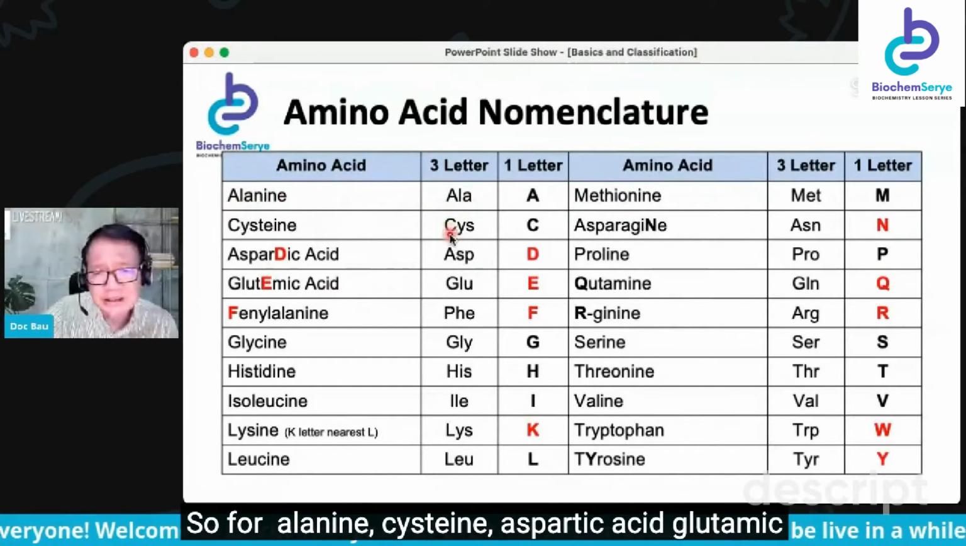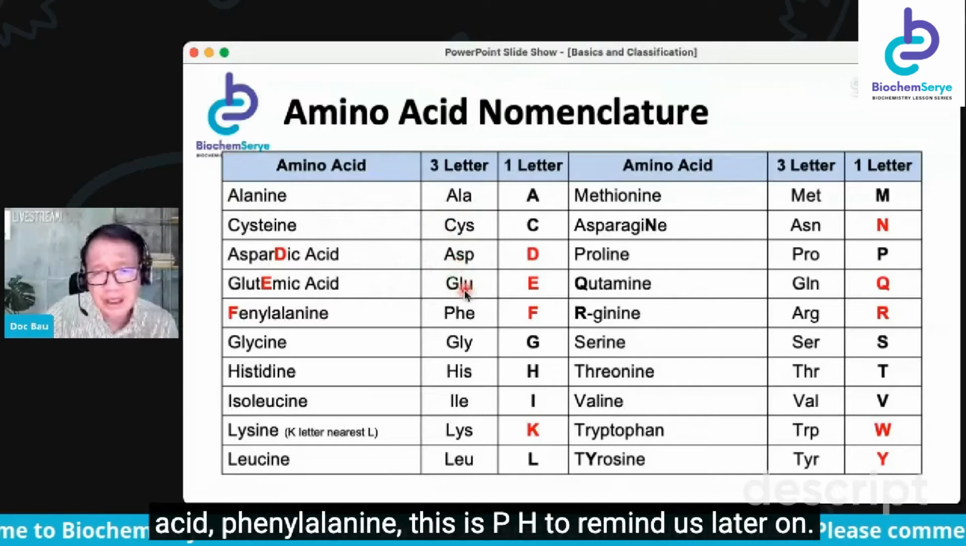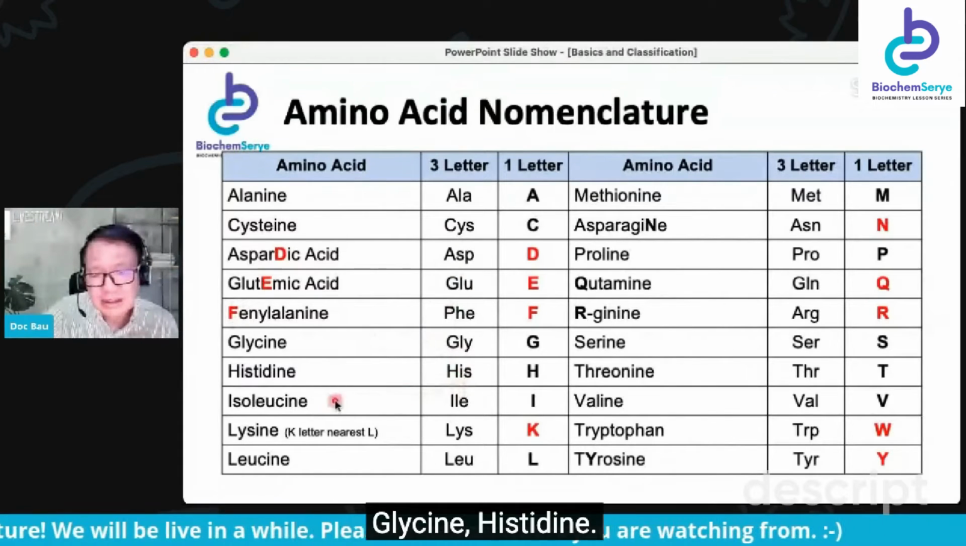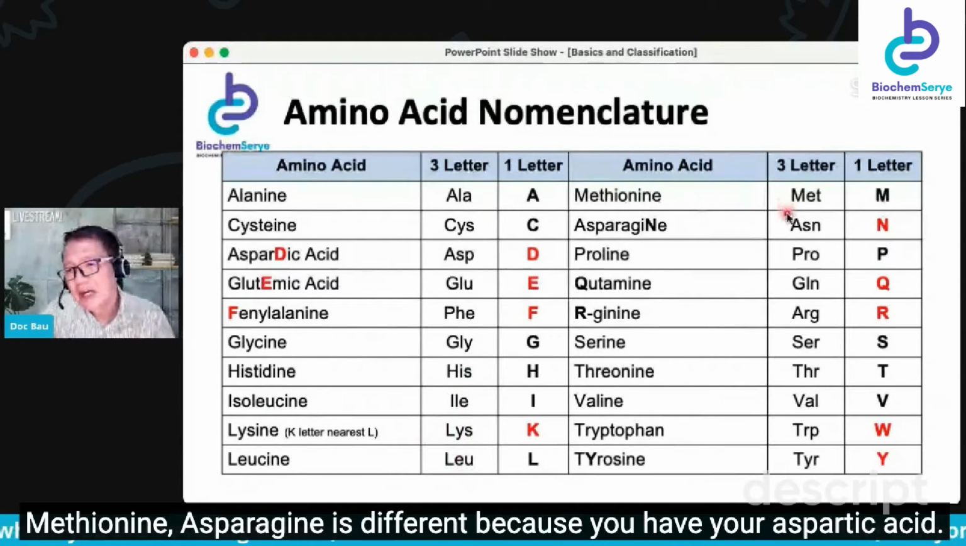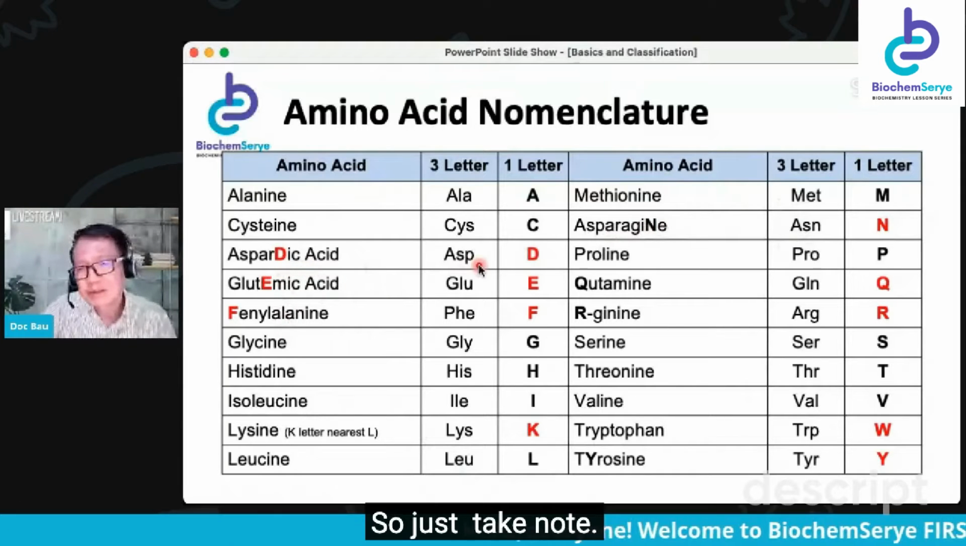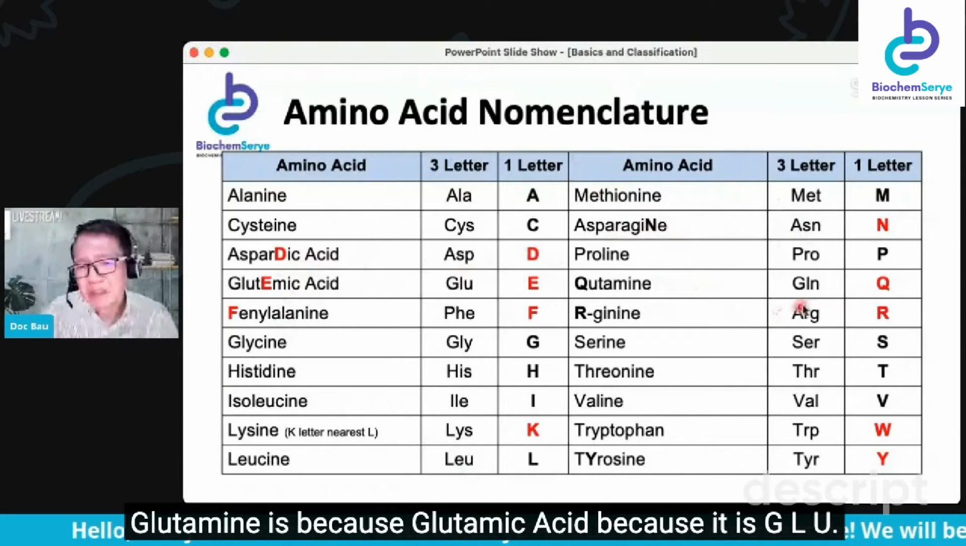So for alanine, cysteine, aspartic acid, glutamic acid, phenylalanine, this is PHE, okay? This is to remind us later on. Glycine, histidine, isoleucine is different, no? So you have that exception. Lysine, leucine, methionine, asparagine is different because you have your aspartic acid. So just take note. Glutamine is because glutamic acid is GLU.